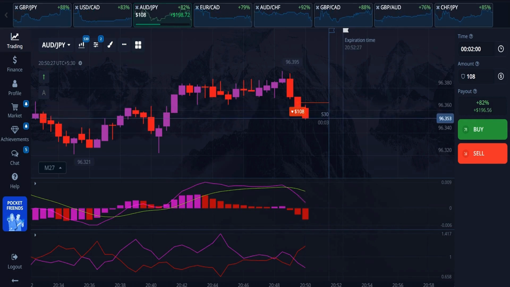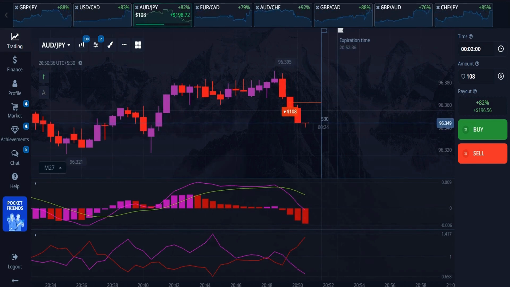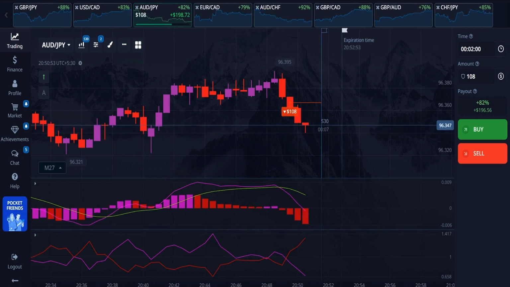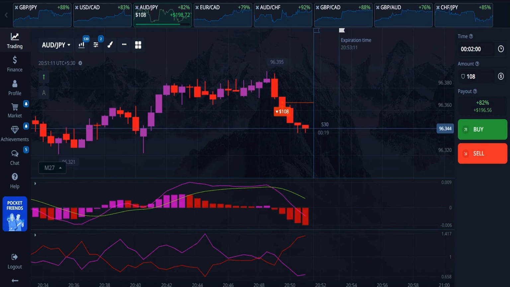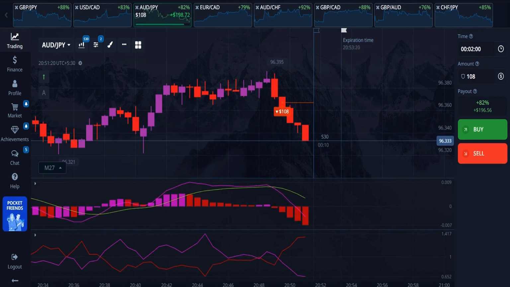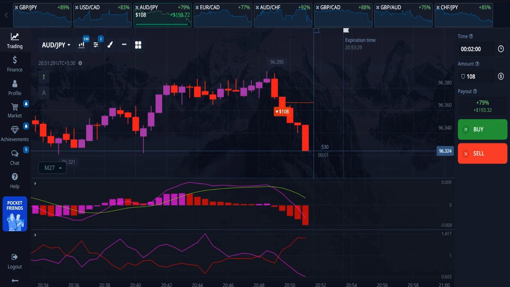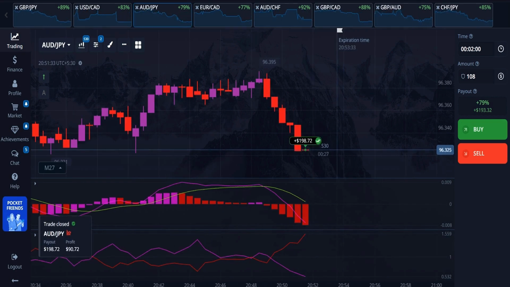So what did I do? I waited for a strong bearish candle to confirm the downward momentum. As soon as it appeared, I placed a sell trade. This is a key lesson. Don't rely 100% on the strategy alone. Use your trading experience and market knowledge to make better decisions.